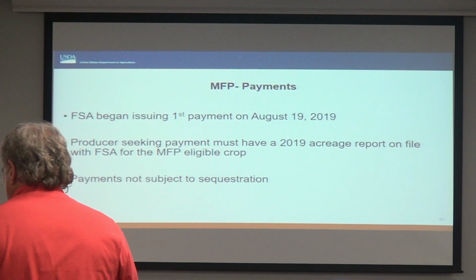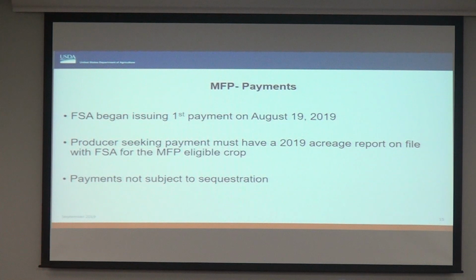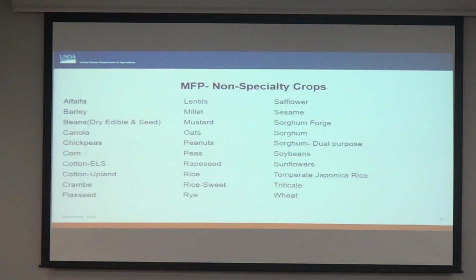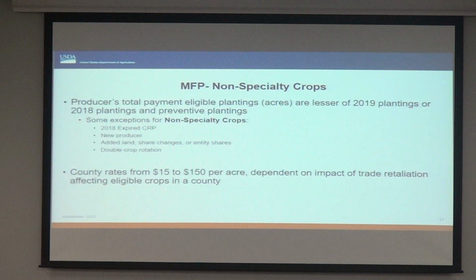These payments are not subject to sequestration. That's a reduction, and it does affect several of our programs, but it doesn't affect this program. And the non-specialty crops, like I mentioned, are pretty much row crops. Here in Georgia, some we have are canola, corn, cotton, peanuts, some sesame, sorghum, and wheat. There are quite a few crops that are covered.